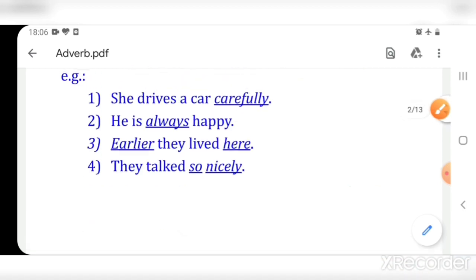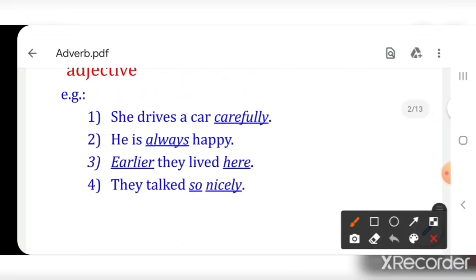Okay, so we have to learn the examples. First is, she drives a car carefully. Now, as I said, it describes a verb. So the word carefully is describing an action. Verb is nothing but an action. So it is describing an action of driving. In the second example, he is always happy. Happy is an adjective and the word always is describing an adjective. So it is an adverb.